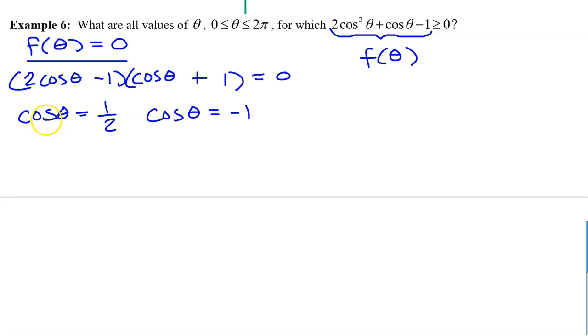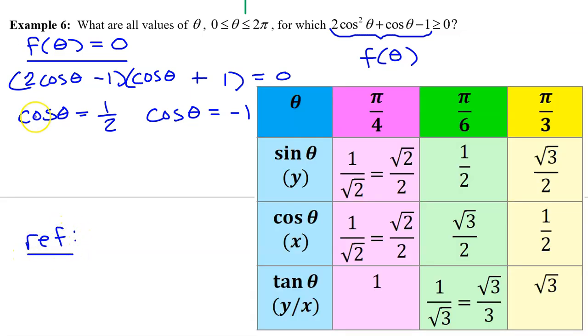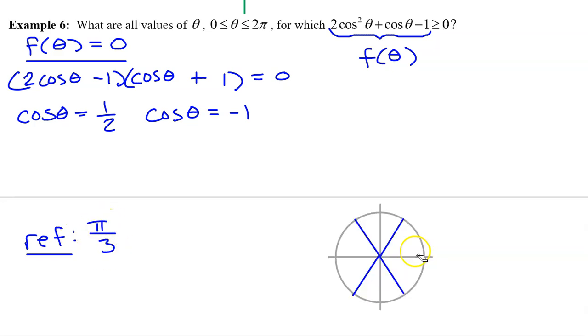To find the solutions of cosine theta equals 1/2, we start by identifying the reference angle. The cosine of what angle is 1/2? We have memorized that the cosine of pi over 3 is 1/2. So pi over 3 is the reference angle. On the interval from 0 to 2 pi, here are the 4 angles with a reference angle of pi over 3.